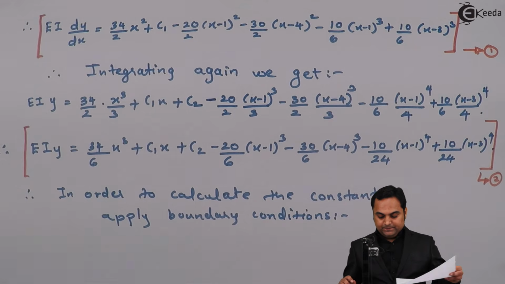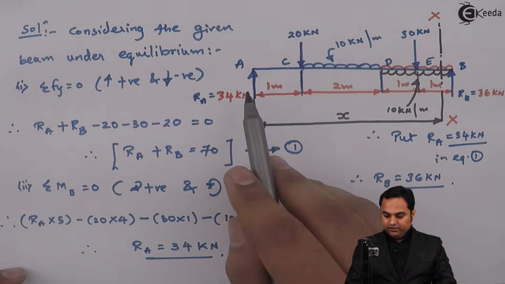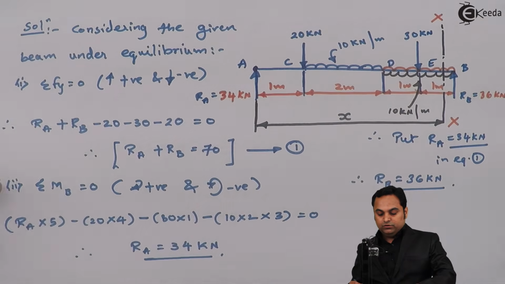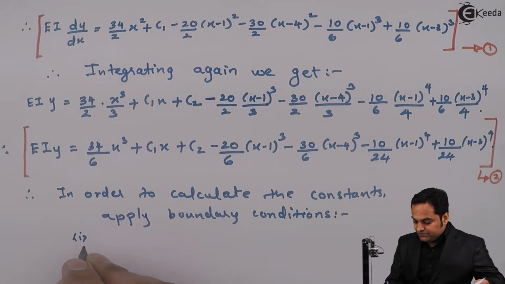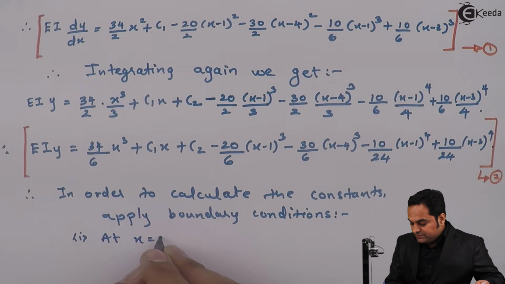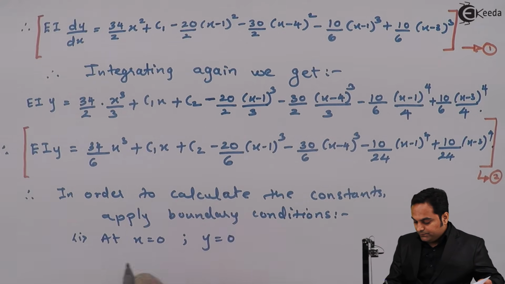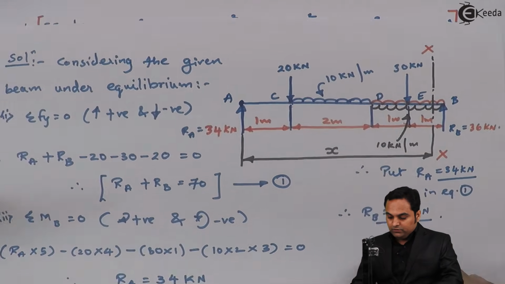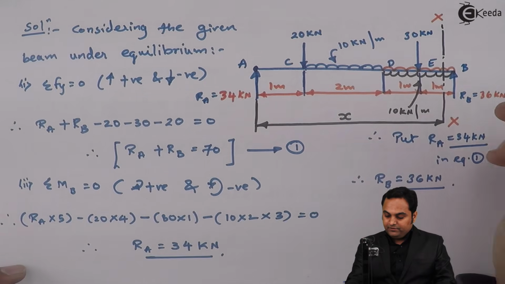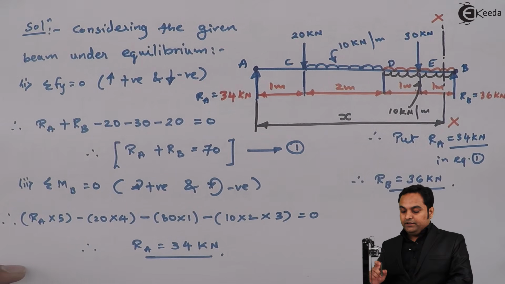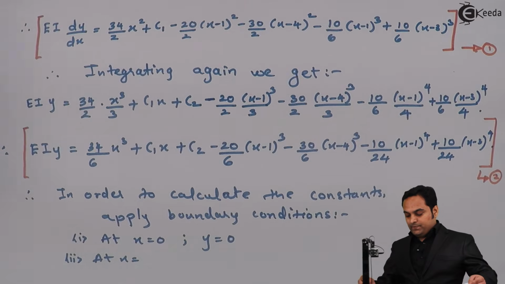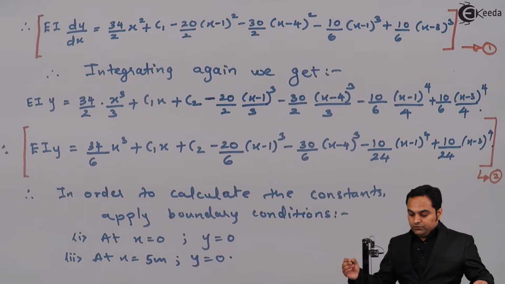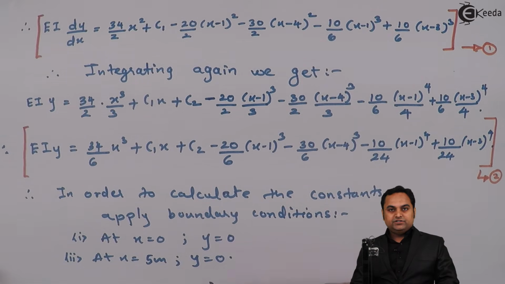So here I'll say that the first boundary condition will be when the distance x is 0, there is no deflection, so deflection is 0. So here the first boundary condition is at x is equal to 0, the deflection y is 0, and the second boundary condition is at x is equal to the total length, which is 5 meter, that is at point B. Again at point B the deflection y is 0. So at x is equal to 5 meter, y is equal to 0. So here I am going to apply the boundary conditions one by one.